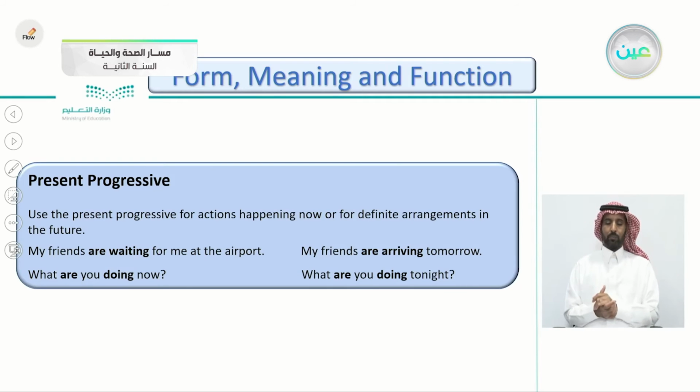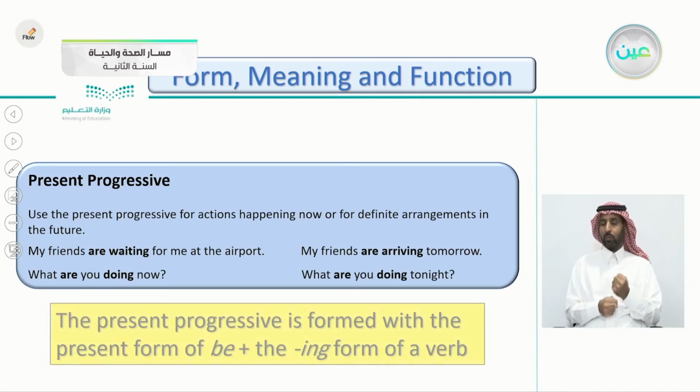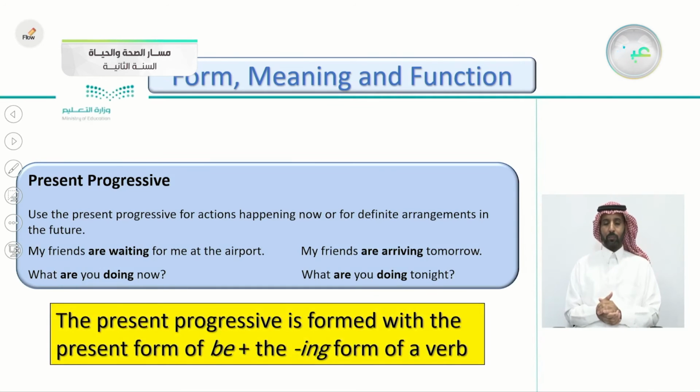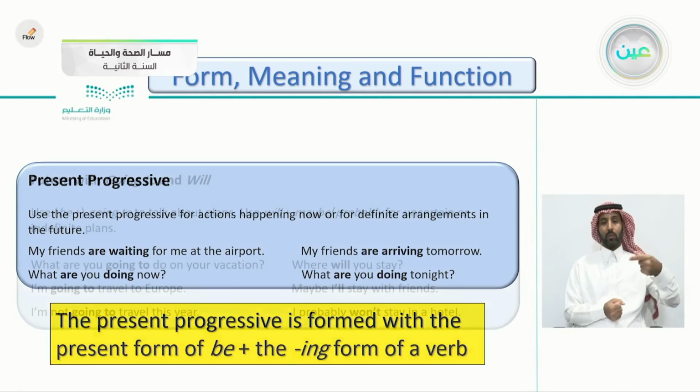What are you doing now? What are you doing tonight? So these are some questions. The present progressive is formed with the present form of be, meaning am or is or are, plus the verb with the ing. He is going, they are going, I am going, form of the verb.